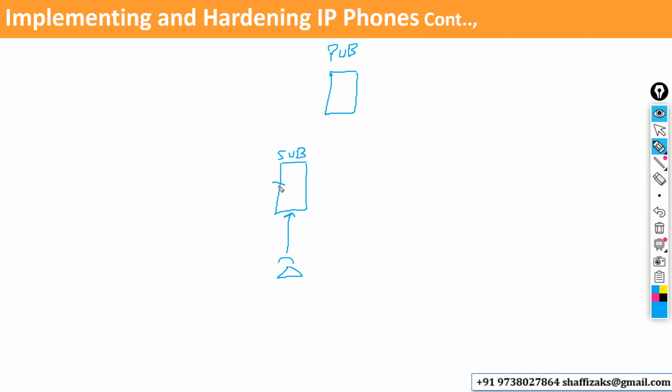If this subscriber goes down, what happens? We don't have redundancy here. It goes down. Then how can we configure redundancy?